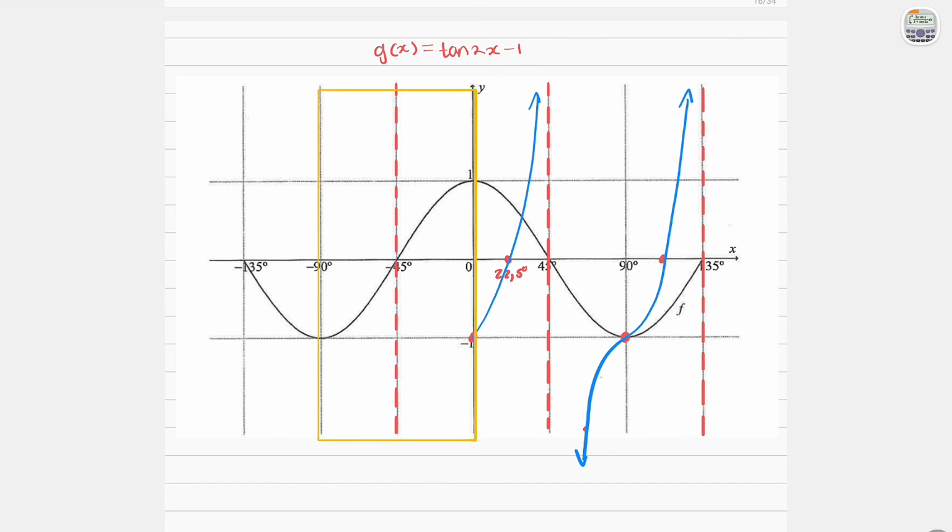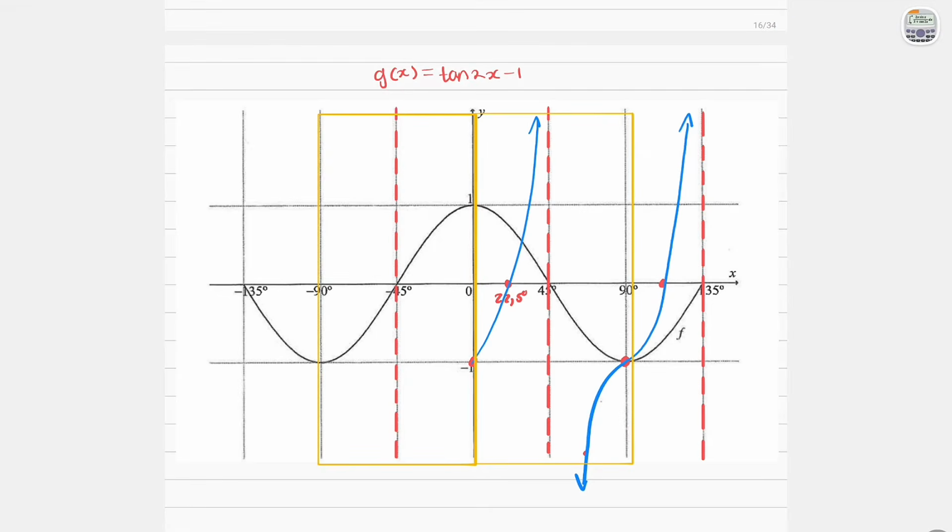We're just going to draw the same type of graph we saw here. At 0 degrees, you had a y value of -1. At -90 degrees, we'll have a y value of -1. And then halfway through, you have a y value of 0 again. And then this will shoot up, moving closer and closer to that asymptote.